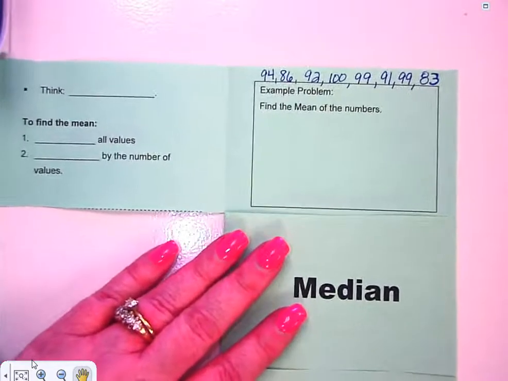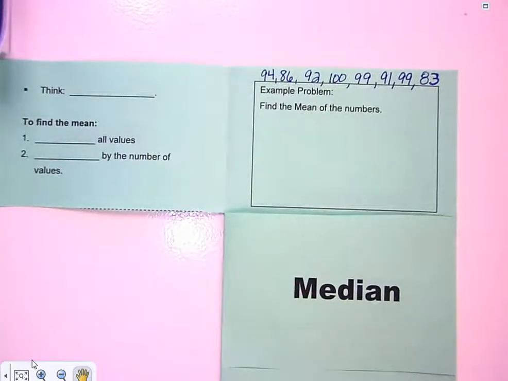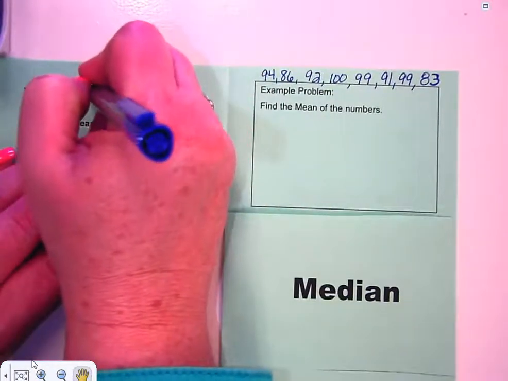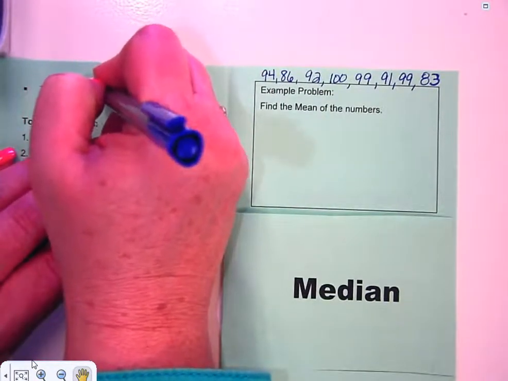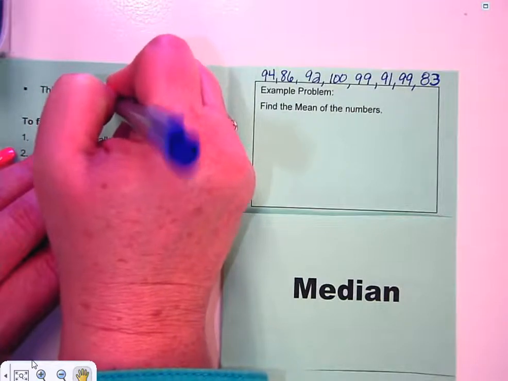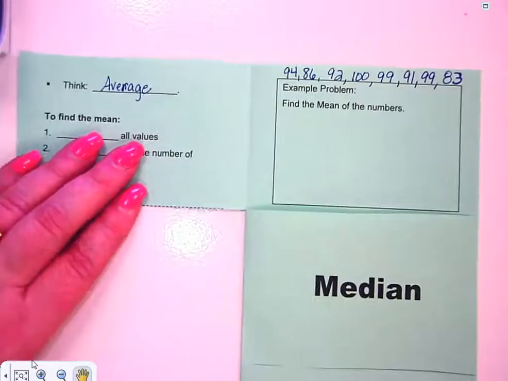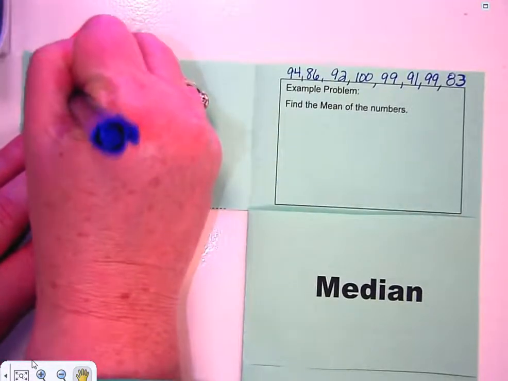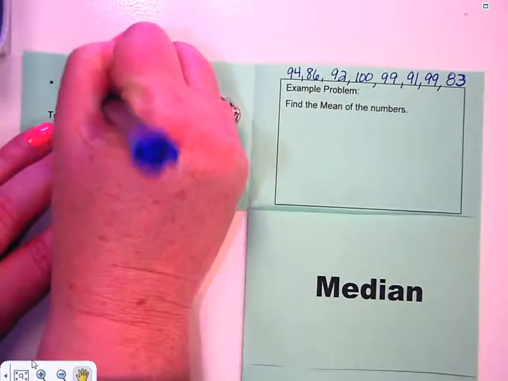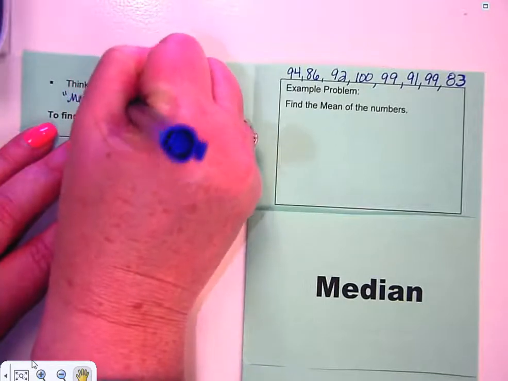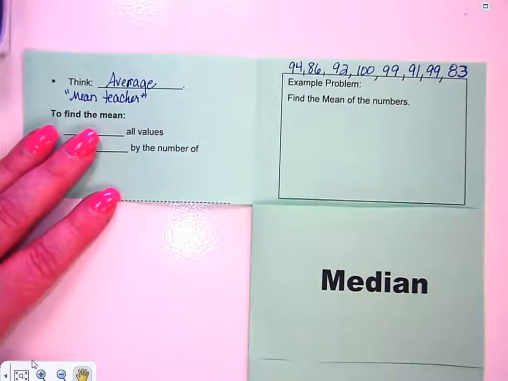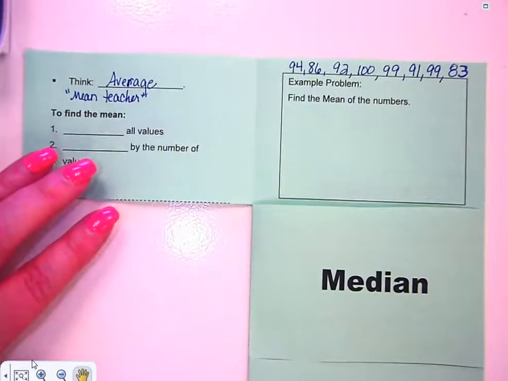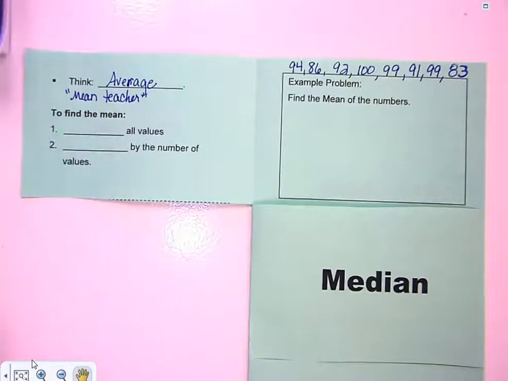All right, so we're going to talk about mean. So we're going to think average. We want to know the average. That's what we're talking about when you get a grade, the average of your grades. You could also think mean teacher. This is what your mean teacher does to find your grade. Mean is because we're finding mean, and teacher because she uses mean to find the average of your grades.